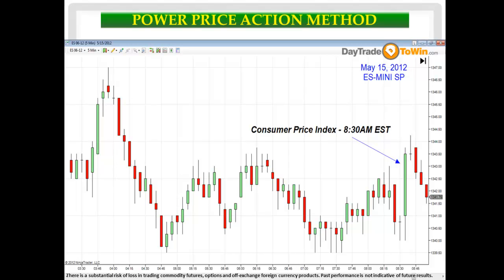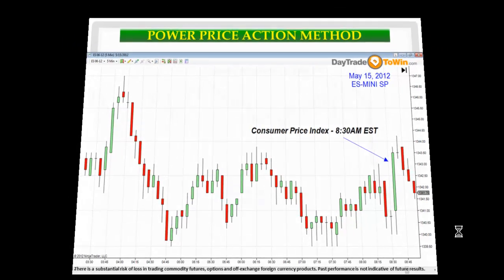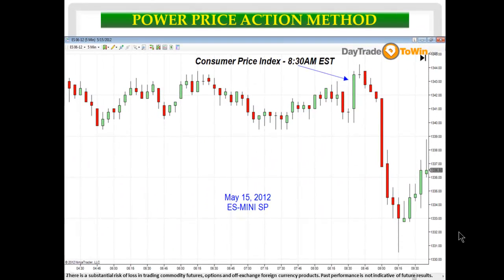Here is May 15th, which is 2 days ago. Consumer Price Index 8:30. This is a news event right here. Right? This is a news event. There's no doubt about it that everybody saw this bullish candle and went long. And if you went long, this is what happened.